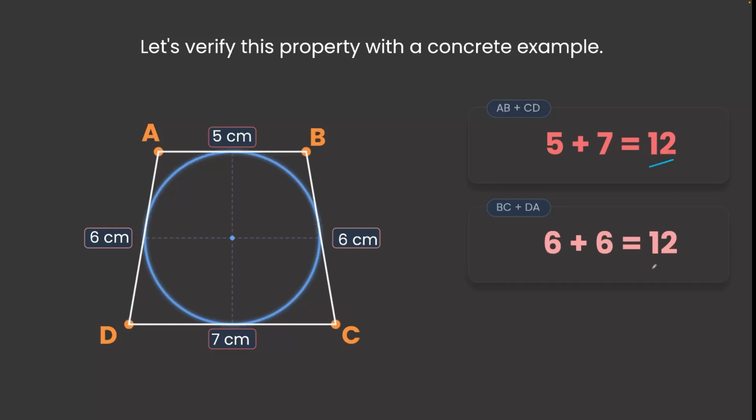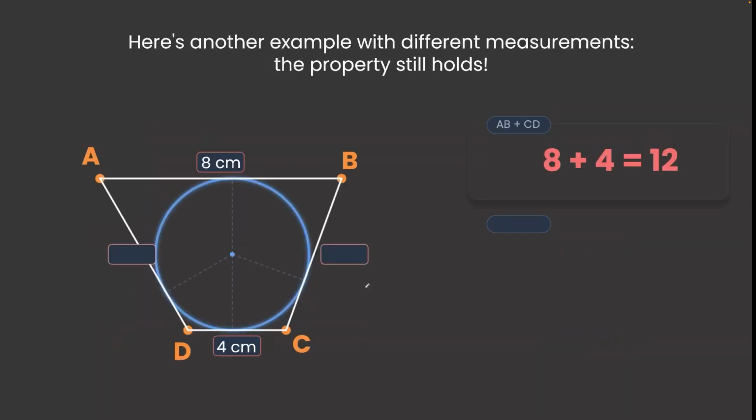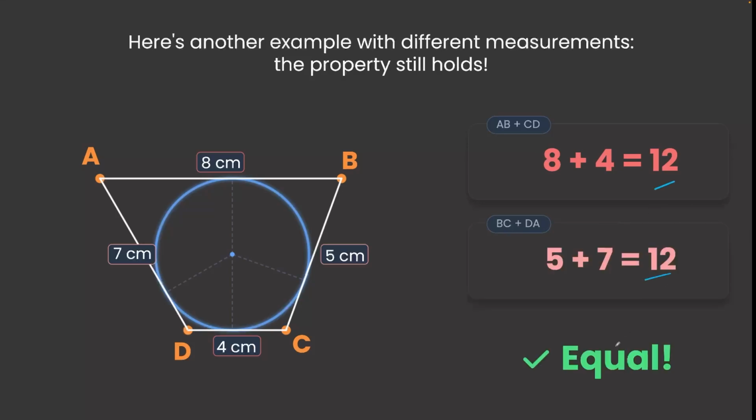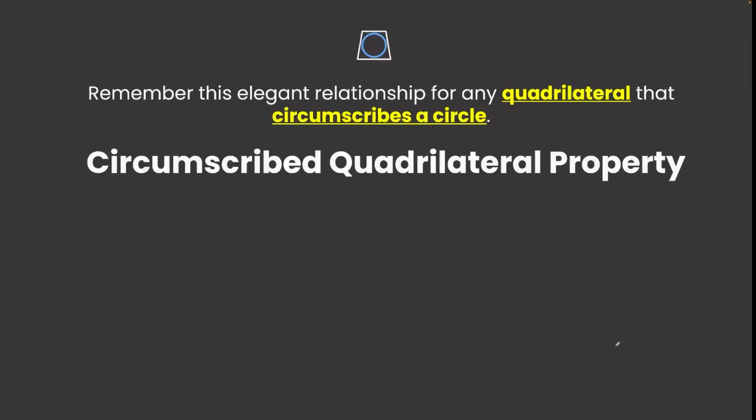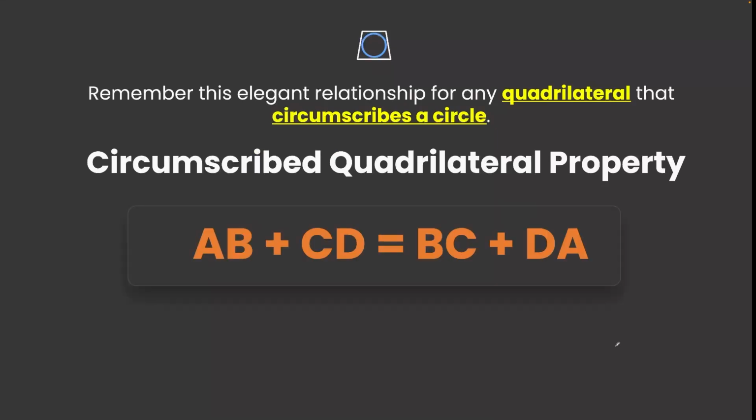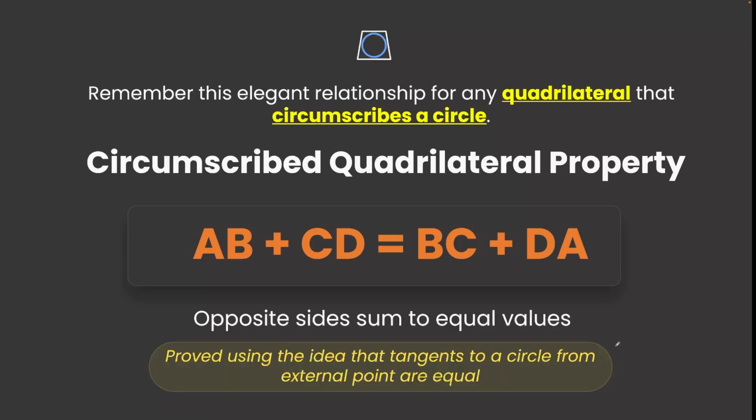So this 12 will be equal, no matter what these might end up being, because you will not be able to draw the quadrilateral if you don't have this property. If you get something which is different, then it means you haven't drawn properly. Similarly, if you draw another one, 8 plus 4 is 12, and 5 plus 7 is also 12. So this is an elegant relationship for any quadrilateral that circumscribes a circle. This is called the circumscribed quadrilateral property. AB plus CD is BC plus DA. The sum of opposite sides has equal value. We proved this using the theorem that tangents to a circle from an external point are equal.